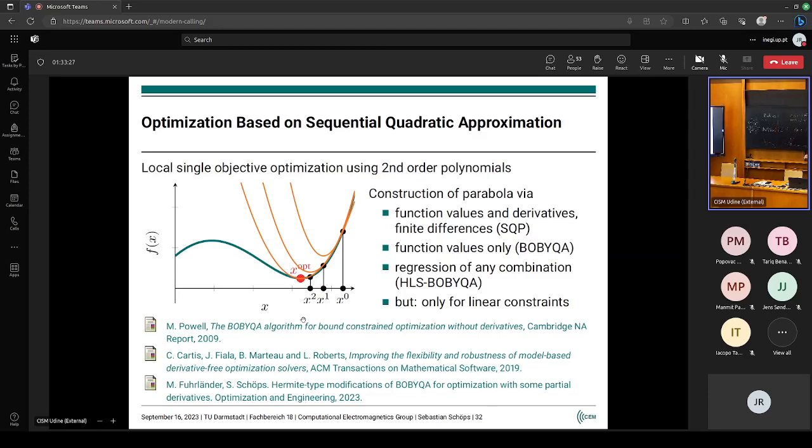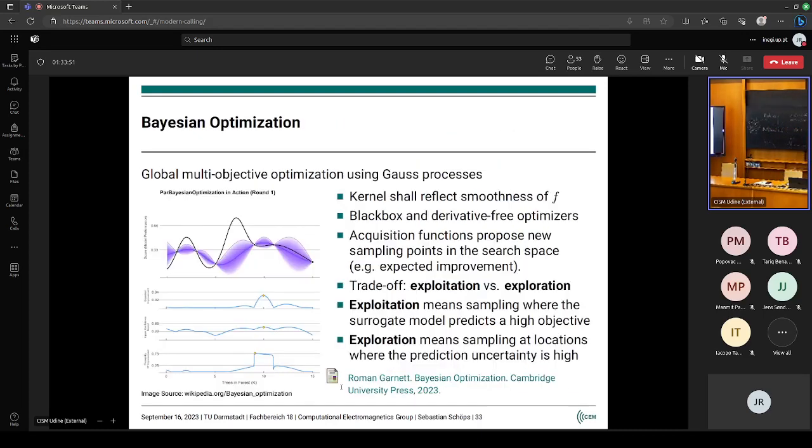Okay, so these are just the references, but as I mentioned, most of these algorithms are somewhere implemented already for you. So BobbyQA is from Powell. Then there is a method, and I think that comes from this paper, which is called PyBobbyQA. That's actually the implementation we used. And then we extended PyBobbyQA to do regression with some derivative information, which was very helpful for some project, and I will show that later.